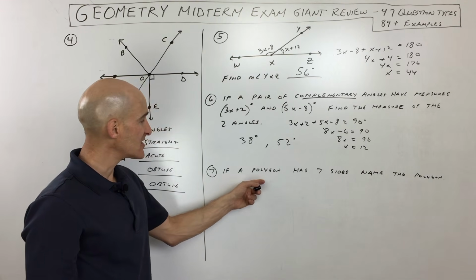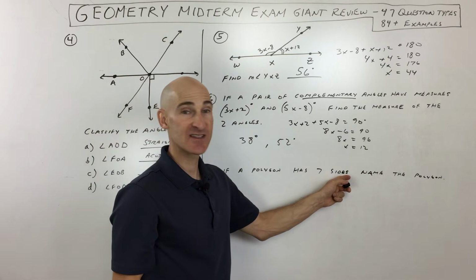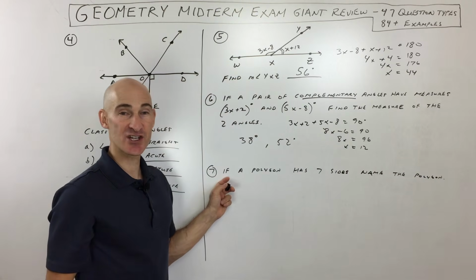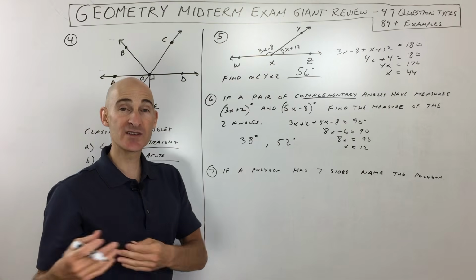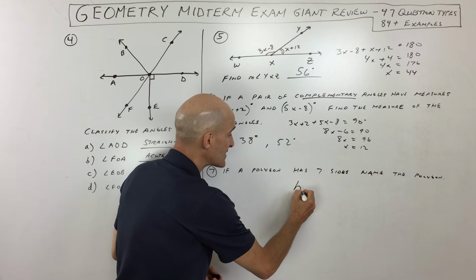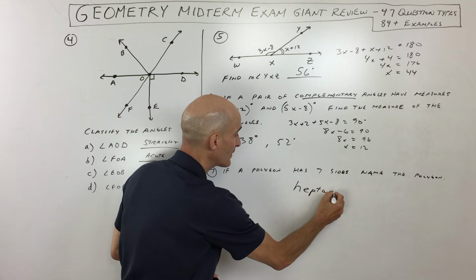Now number 7, it says if a polygon has 7 sides, name the polygon. Now that's kind of funny because 7 sides, question number 7, right? Okay, so what is the name of a polygon that has 7 sides? Well, this one sometimes students forget. It's a heptagon, okay, heptagon.